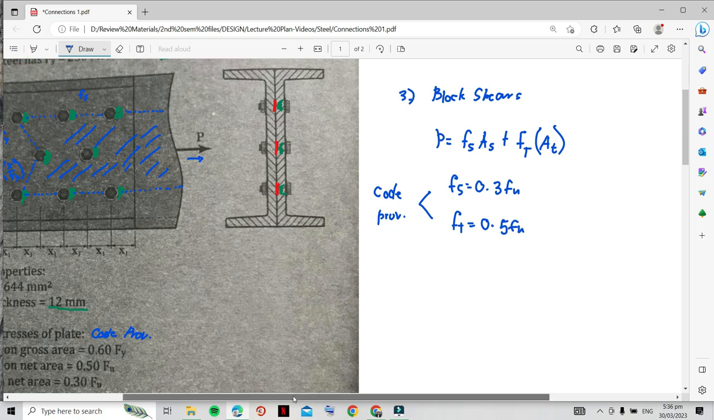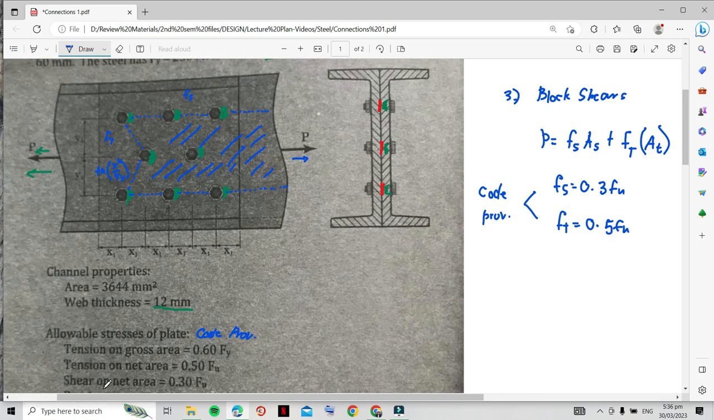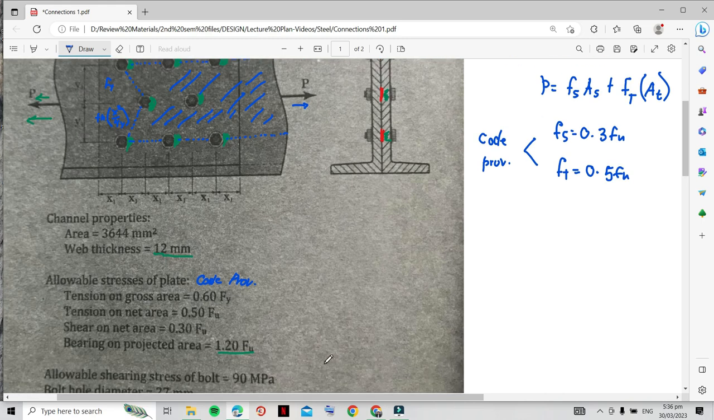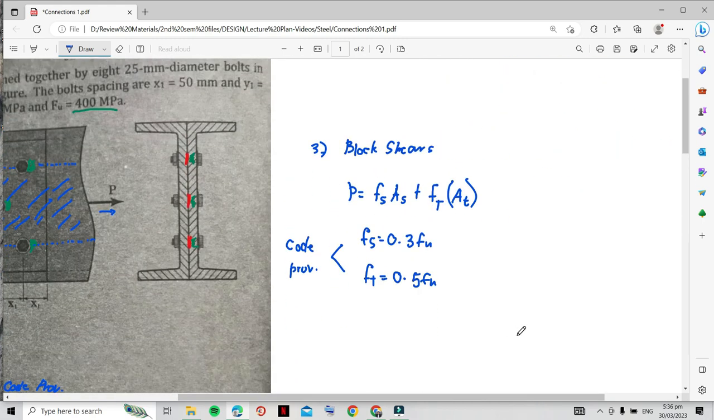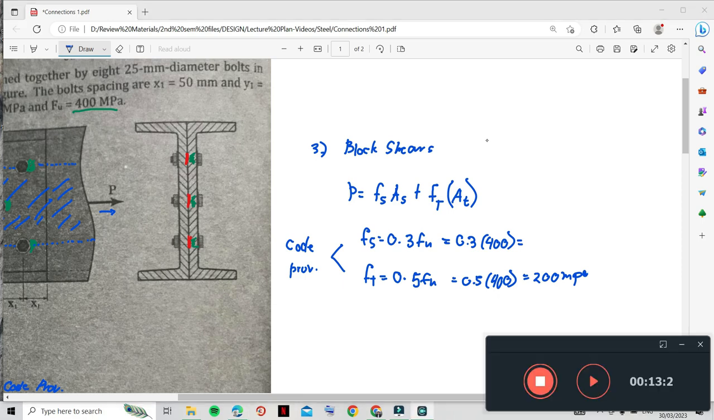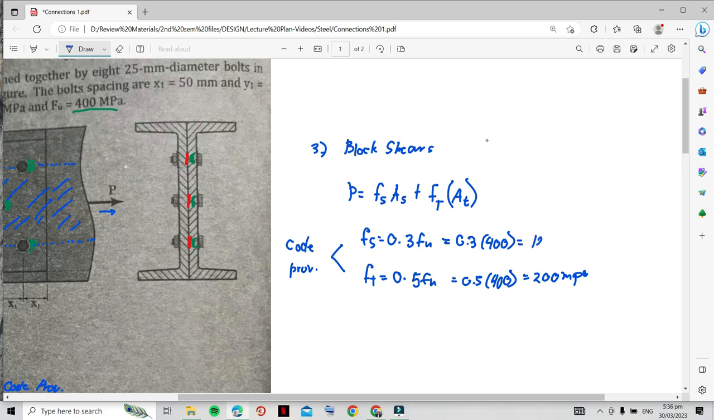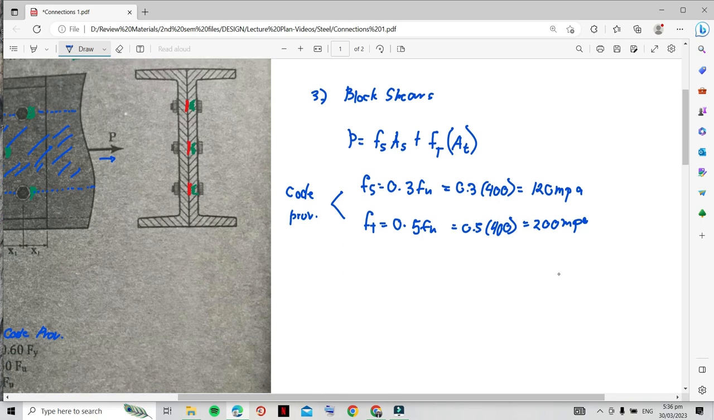Okay, let me double check. Tension 0.5, net area shear is 0.3. Okay, so you have 400 for Fu. So you have 0.3 times 400 and 0.5 times 400. So this is 120 MPa and 200 MPa. So you need to find the area of the shearing and the tension.